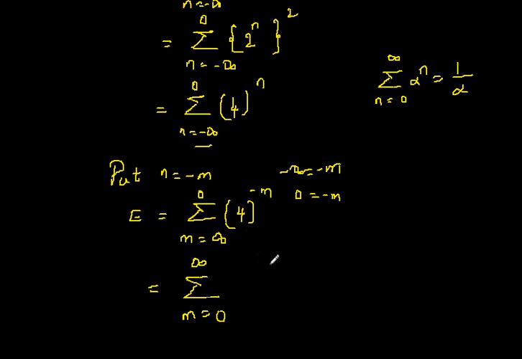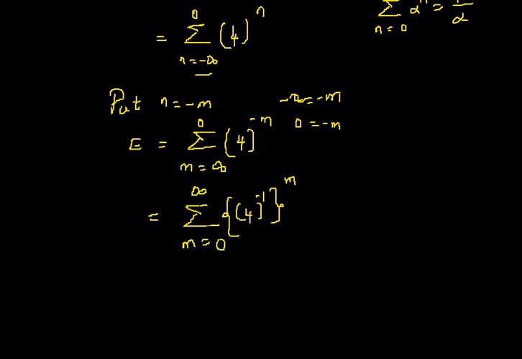So then it is 4 to the power minus m. Can I take minus 1 inside? So I'll write 4 to the power minus 1 whole to the power m. So why am I doing it like this? There must be a reason. So what is that? Let me see that. Summation m equal to 0 to infinity. 4 to the power minus 1 is nothing but 1 by 4 to the power m.